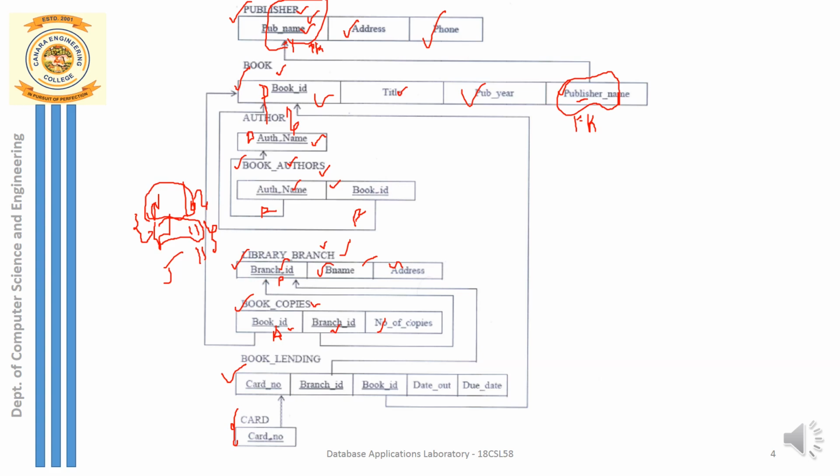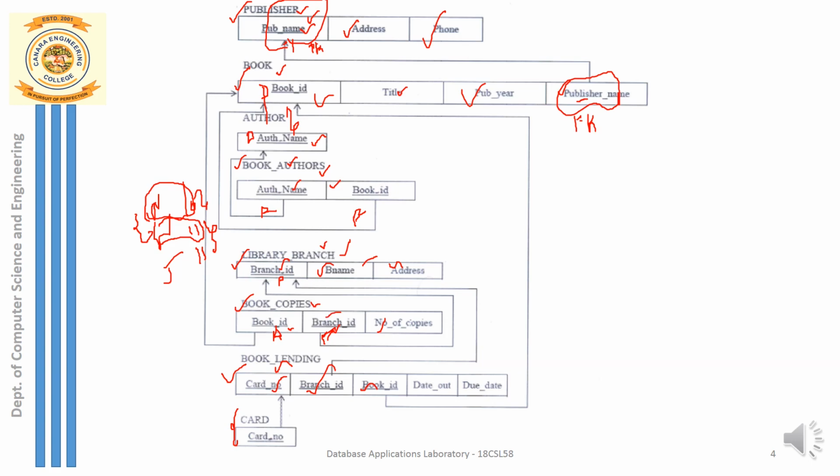Next we'll move on to the next table, that is book lending. I have here different attributes. First one is card number, next program ID or branch ID, next is book ID, and then the issue date or date out, and then the due date. So this indicates different cards belonging to different library branches and the different books that have been issued on these different cards. Here you can see the library branch indicates different libraries available in different locations. This library branch table gives you those details. Book copies gives you the information about different books available in different branches and the number of copies of these books available in each such branch, correct?